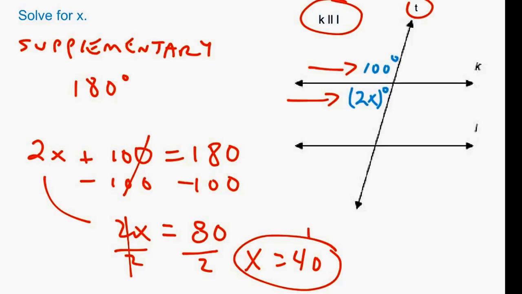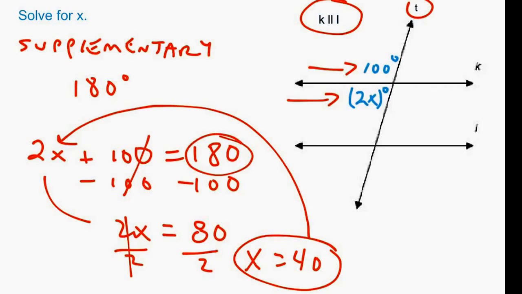If I want to check it, I can take 40 and plug it back in for x. 2 times 40 is 80. 80 plus 100 is 180. So it works out. That's all we're doing, we're solving for x here.